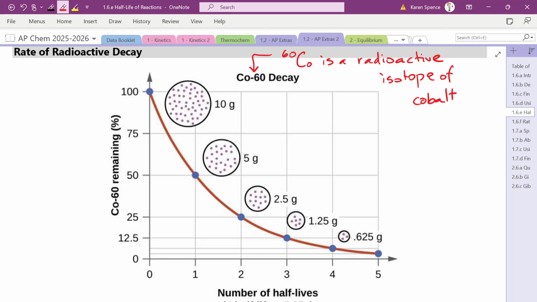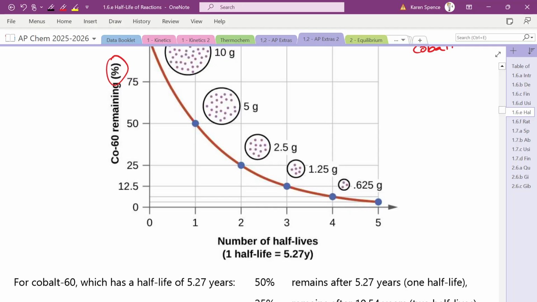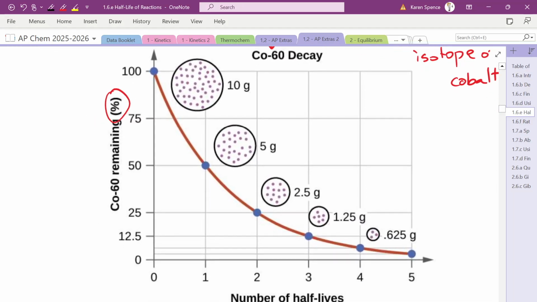Okay, so let's say we start with 10 grams of this cobalt-60. After one half-life, here we have the percent of the cobalt remaining on the y-axis, and on the bottom, we've actually not even got it in time, we've got it in the number of half-lives, and we can do that because the half-life is constant, because this is radioactive decay, and radioactive decay is first order, okay? So after one half-life, we've gone down from 10 grams to 5 grams, which means we're now at 50%. In the next half-life, we've gone from 5 to 2.5, and so on down the curve, okay?